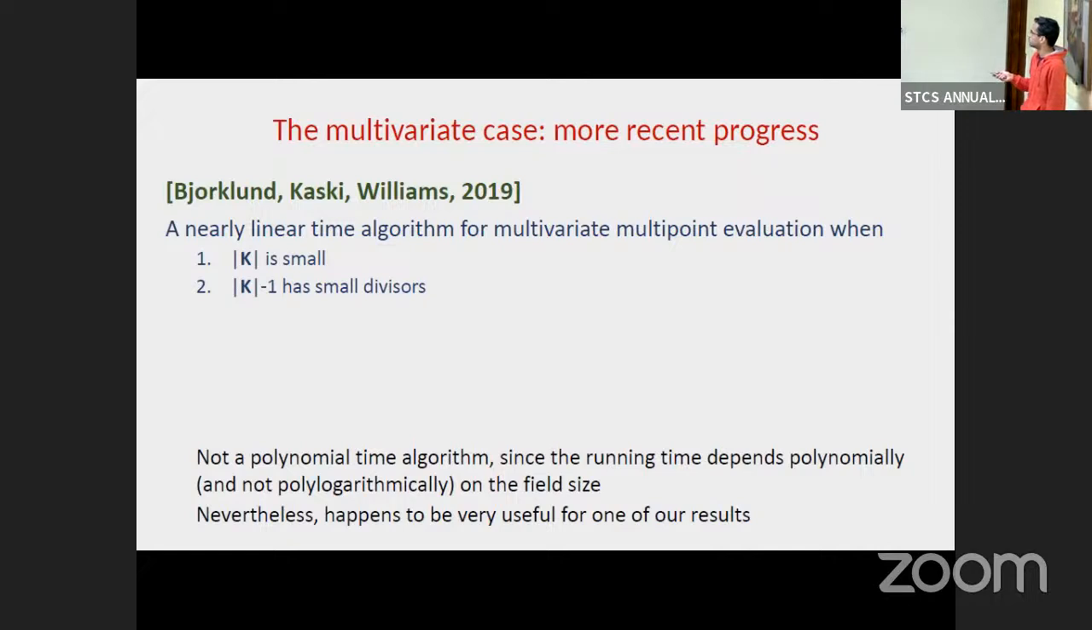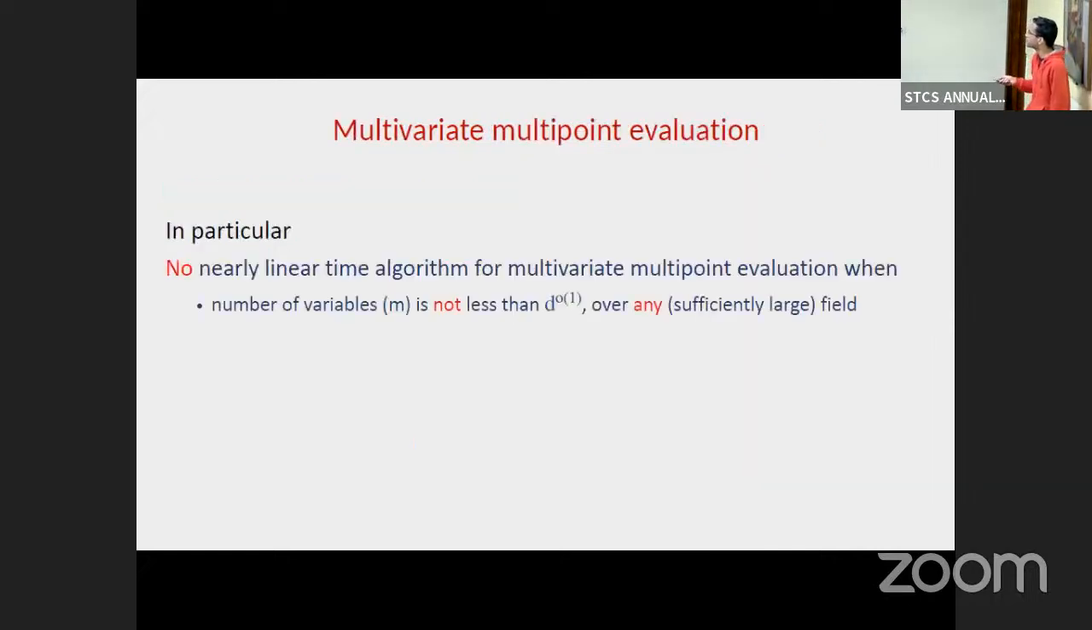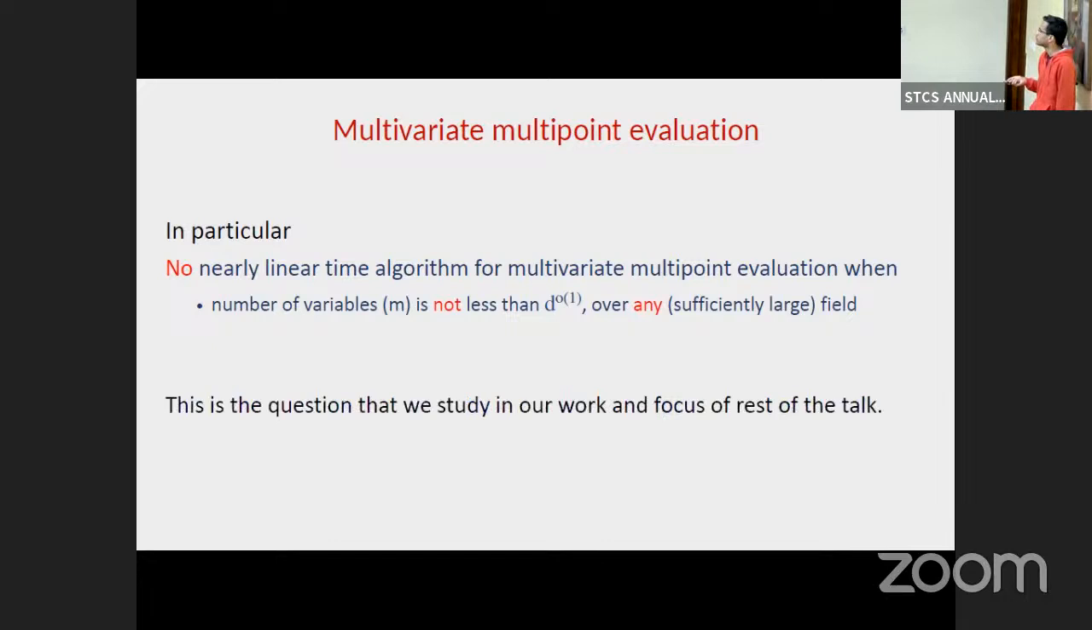Right, so okay, let me summarize this. In particular, if you allow the number of variables to grow, if your number of variables was growing, not just some sublinear degree, then we did not have a nearly linear time algorithm over any sufficiently large field. And this is basically the question that we studied, and this is the focus of the lecture. Any questions about it?